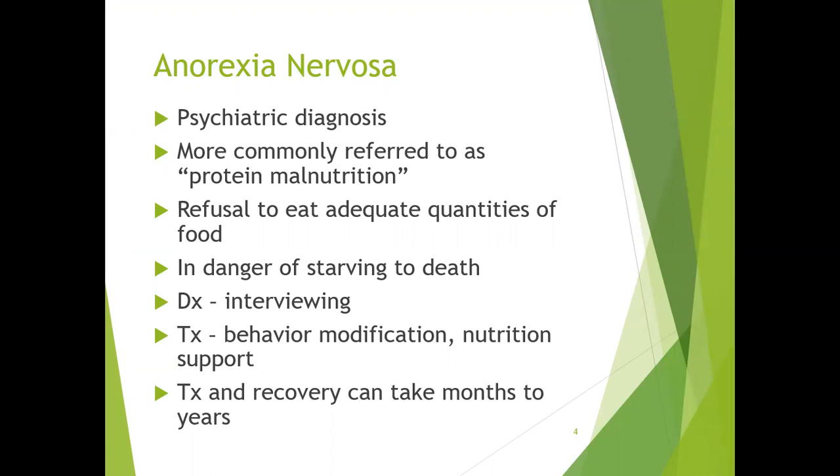What is anorexia nervosa? It is a psychiatric disorder or diagnosis. It is more commonly referred to as protein malnutrition in the current age, as anorexia nervosa developed a stigma. Anorexia nervosa is a refusal to eat adequate quantities of food, so not taking in enough. These patients are in danger of starving to death.